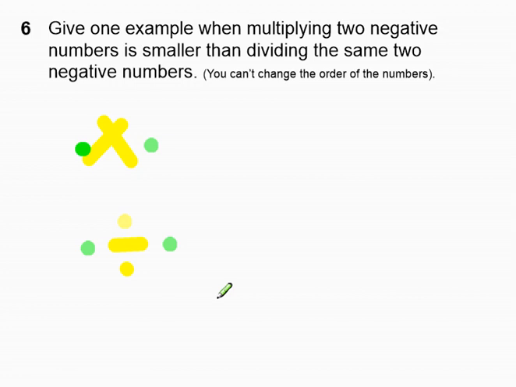Question 6, tough. It's only for those who are really, really dedicated to figuring things out. It's not that tough, but it takes a little bit of brain power. What two numbers can you use that when you multiply the two negative numbers together, you get a smaller answer than when you divide those same two numbers?